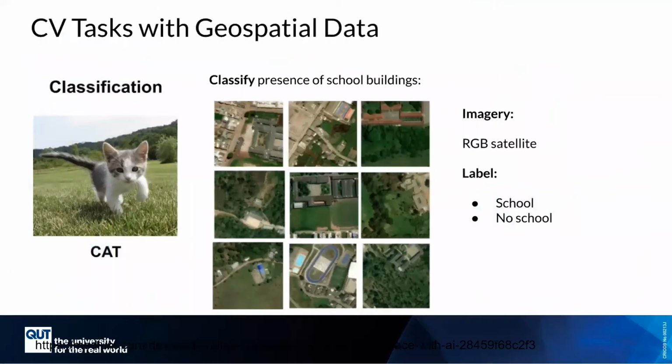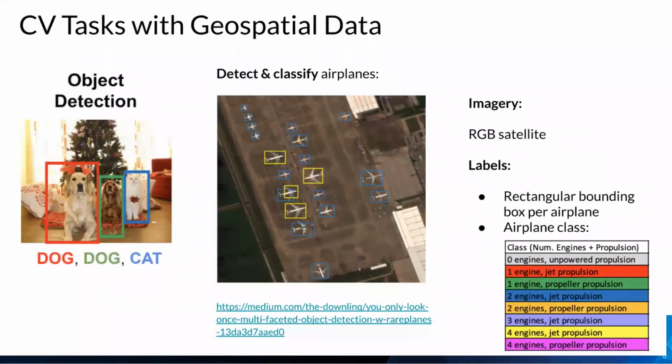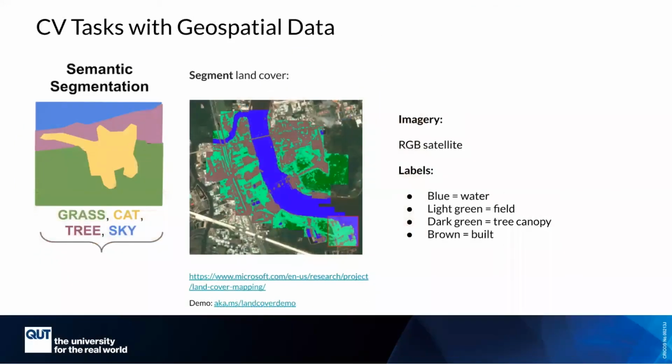So, a very quick example, another example of classification. For example, we have an RGB satellite image, and we say whether it is a school or not a school. With object detection, we detect, for example, with a bounding box, the airplane with one engine or two engines. And we have another image where we say this blue area is water, this light green is a field, or dark green is a tree, and so on.